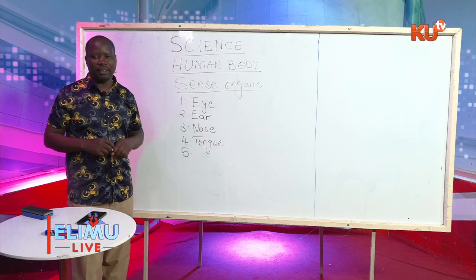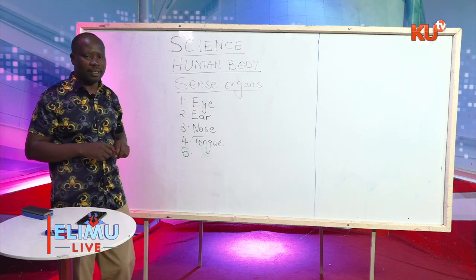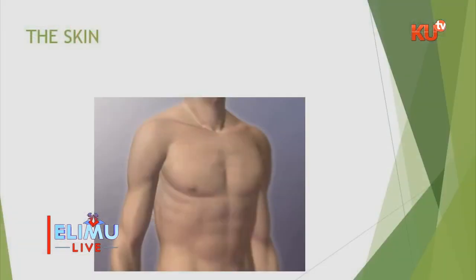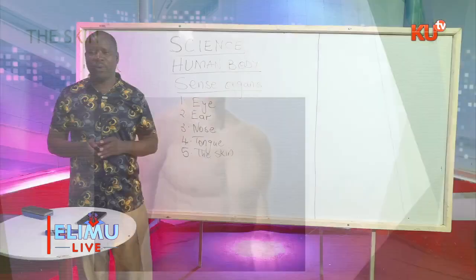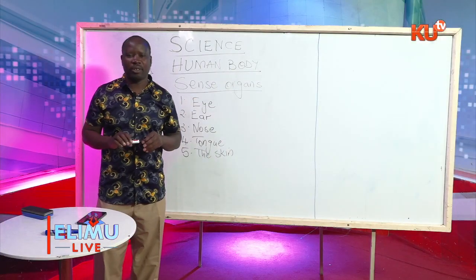The last sense organ is the skin. We can see there we have the skin, and all of us as human beings, we have the skin all over our body. So those are our 5 sense organs that we as human beings or animals have.